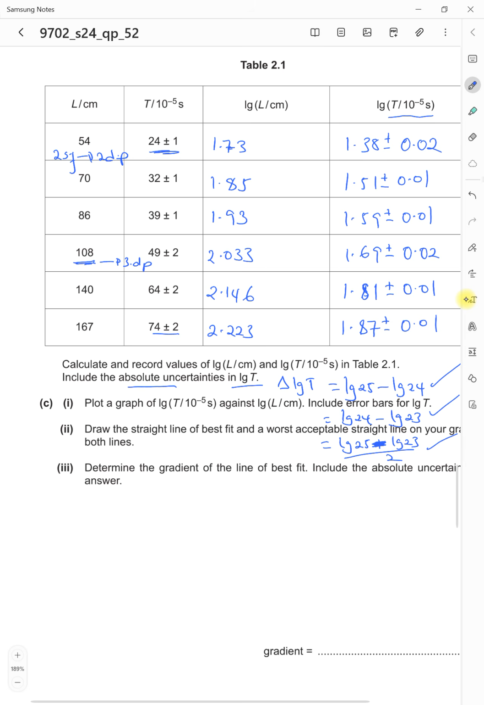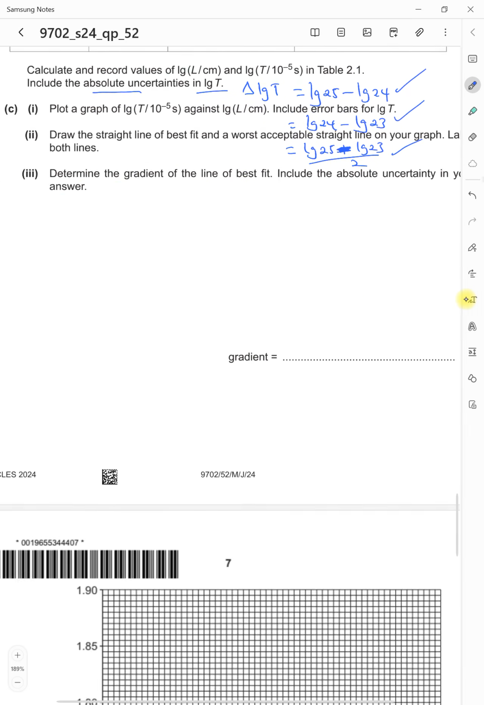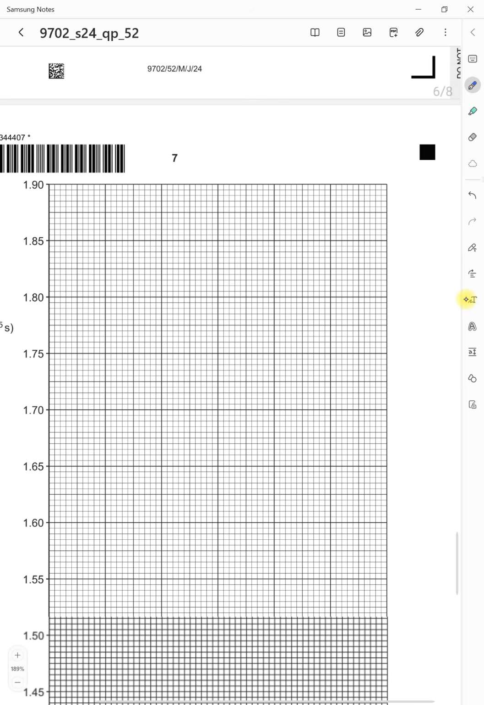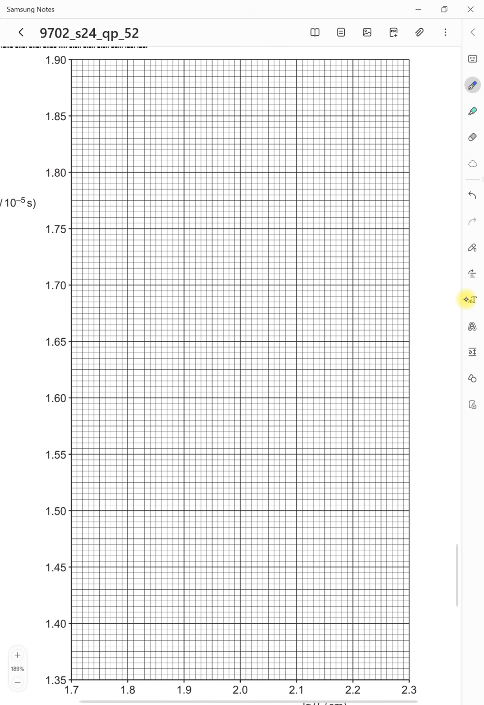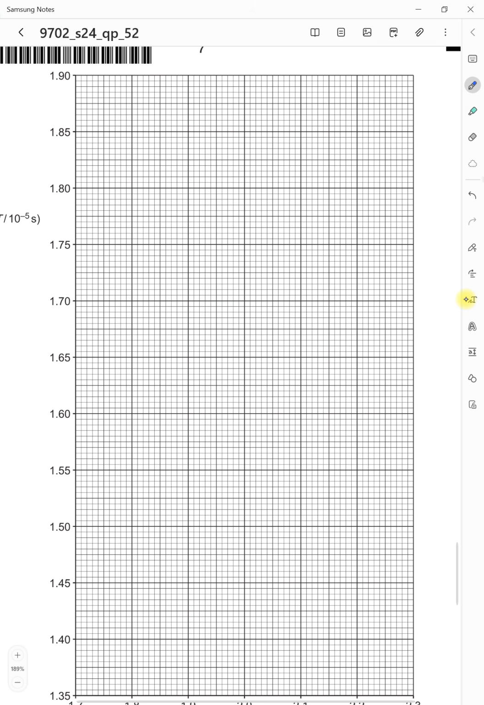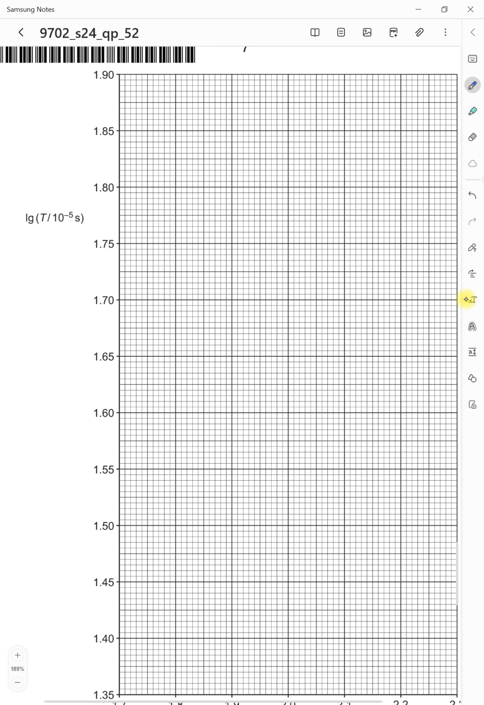So determine the gradient of the line of best fit, include the absolute uncertainty in your answer. Let's first plot a graph. I tried my level best to make sure that the graph fits on the same page. So I have written the values down so that plotting them becomes easy. We are plotting log of t on the vertical, so the error bars are going to be vertical.